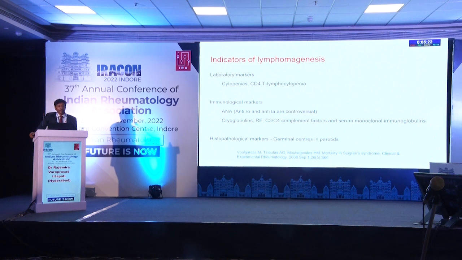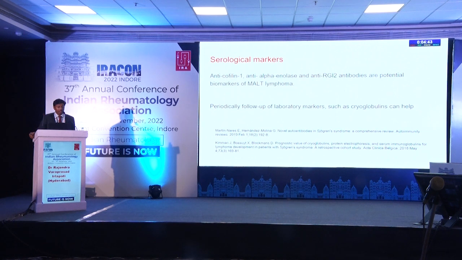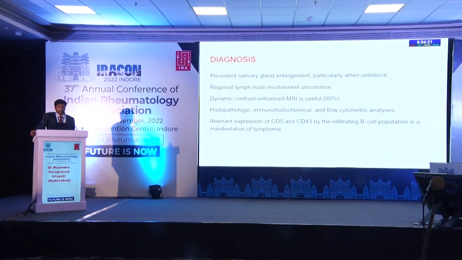Here it's important to understand. Many studies have shown that anti-Ro and anti-La as such have lesser risk. So it is other autoantigens apart from anti-Ro, anti-La. A well-known marker is the cryoglobulin levels, rheumatoid factor, low complements, and monoclonal immunoglobulins. Histopathological markers include active germinal centers, but the definition of a germinal center within the parotid is not yet established. Other serological markers have been recently studied, but we should have more studies before taking them as an important marker. These are anti-cofilin 1, anti-alpha enolase, and anti-RGI2 antibodies. So periodical checkup of clinical and routine investigations, which are easily available, can help in picking up these cases.